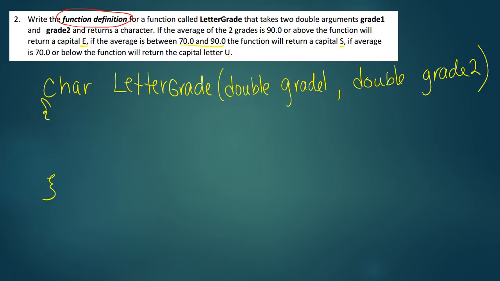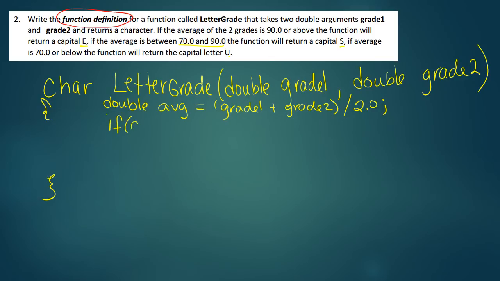There are a couple of ways to do this. I'm going to first declare a variable called average and calculate the average. To calculate the average is just going to be grade 1 plus grade 2 divided by 2. Then the next thing I'm going to do is test that average that I've calculated to decide what I'm going to return.